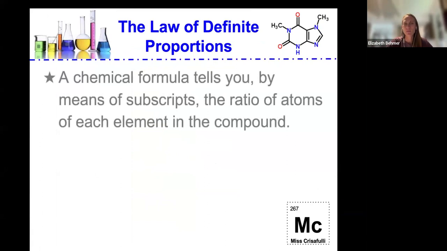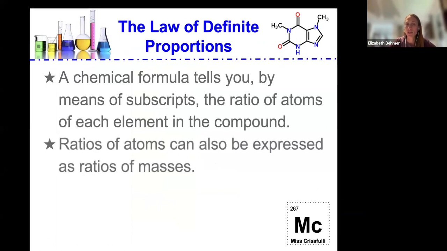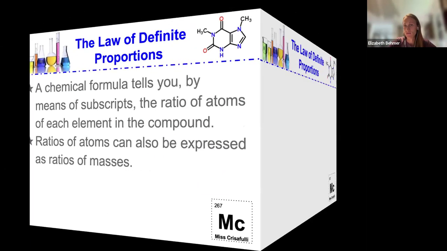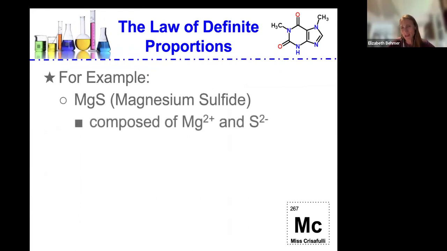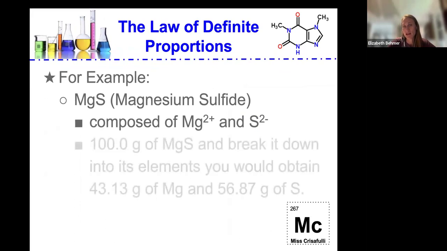The law of definite proportions says that a chemical formula will tell you, by means of the subscripts, the ratio of atoms of each element in the compound. And ratios of atoms can also be expressed as ratios of their masses. For example, if we have magnesium sulfide, it's composed of one magnesium and one sulfide ion.